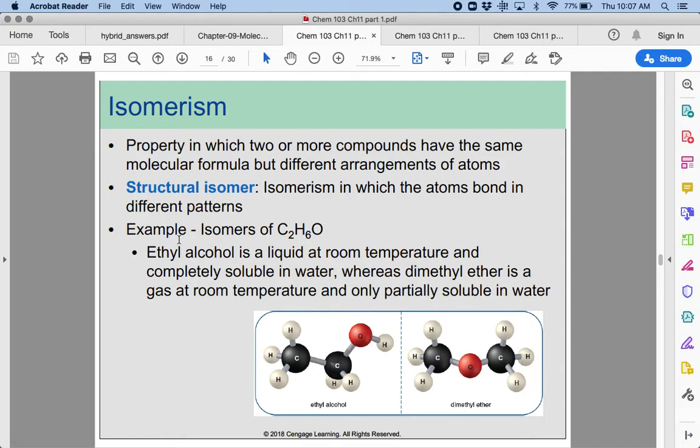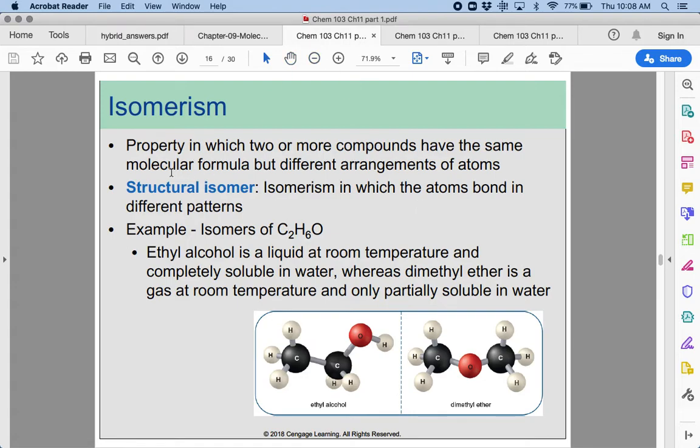So isomerism in chemistry, what we're talking about is a property in which 2 or more compounds, we could have multiple compounds, have the same molecular formula, but the arrangement of the atoms is different. So we're going to see a couple different types of isomers, but the first one we're going to talk about is a structural isomer. And this is an isomerism in which the atoms are bonded differently.